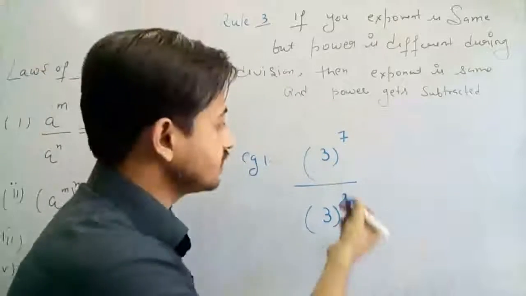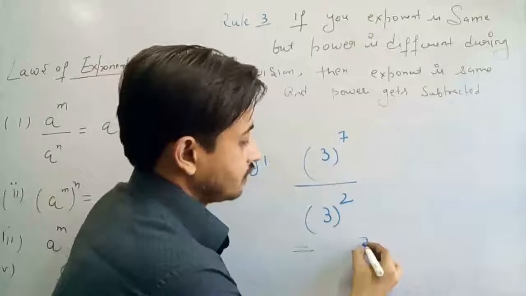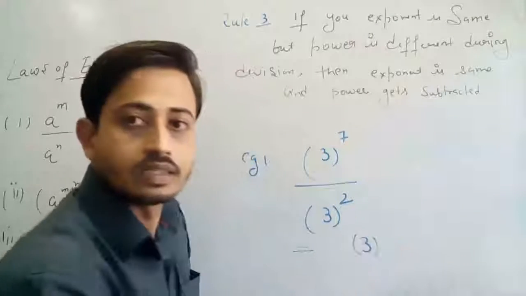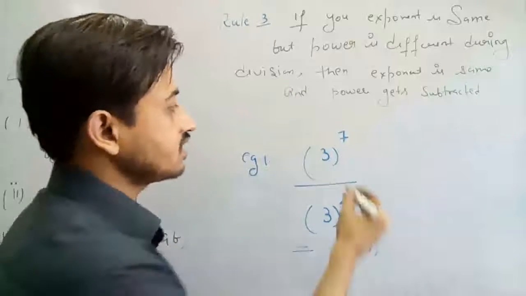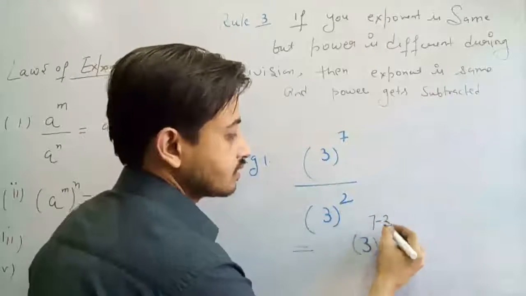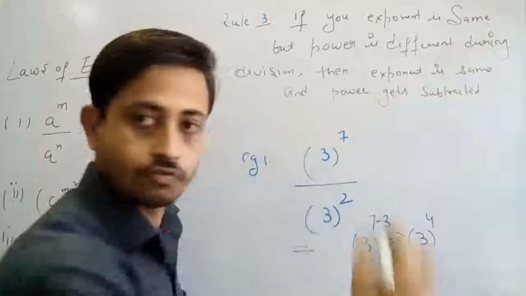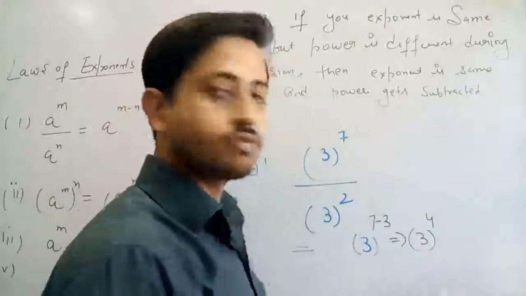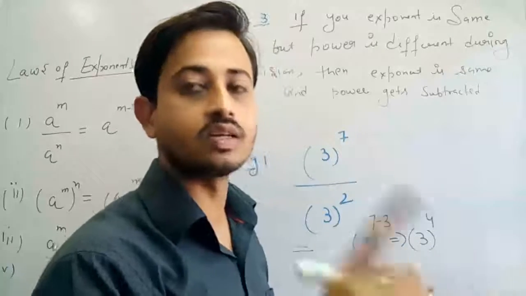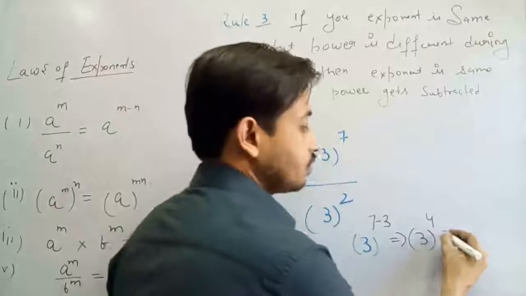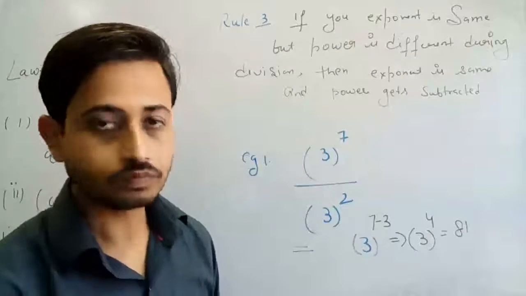So what's the answer in this case? 3 is your exponent and the power is subtracted, 7 minus 3. So the answer is 3 raised to the power 4, and 3 raised to the power 4 you can simplify. 3 into 3 is 9, 9 into 3 is 27, 27 into 3 is 81. So the answer is 81.